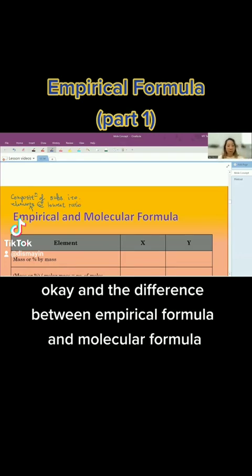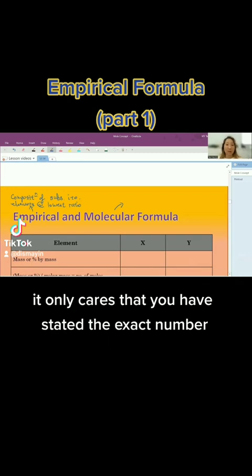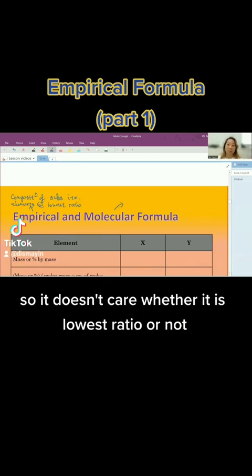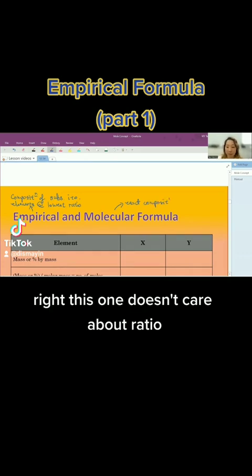Okay, and the difference between empirical formula and molecular formula is that molecular formula doesn't care about lowest ratio. It only cares that you have stated the exact number of every single element that's inside. So it doesn't care whether it is lowest ratio or not. So this is the exact number, exact composition. All right, this one doesn't care about ratio.